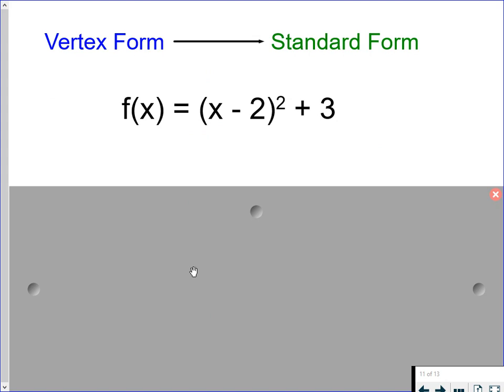So, vertex form to standard form. Woo, this is why we love algebra. This is what we live for with algebra. Those things where we just get after it and we do it and it makes sense. We don't have to think about it. Maybe a little bit of thinking, not a whole lot of thinking.